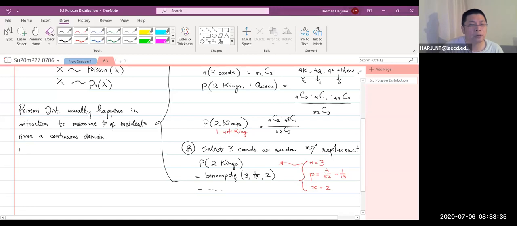For example, the number of customers over a period of time. Actually, we can also talk about the number of earthquakes over some years, or basically over a period of time also.